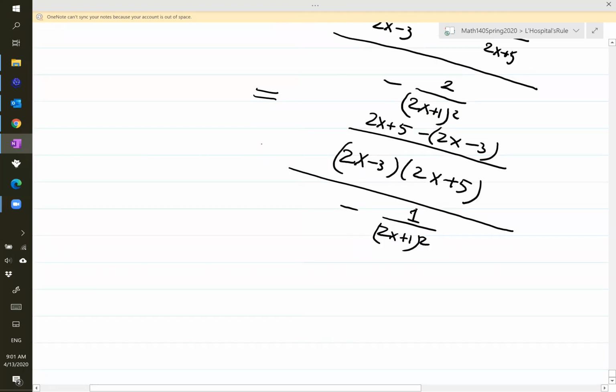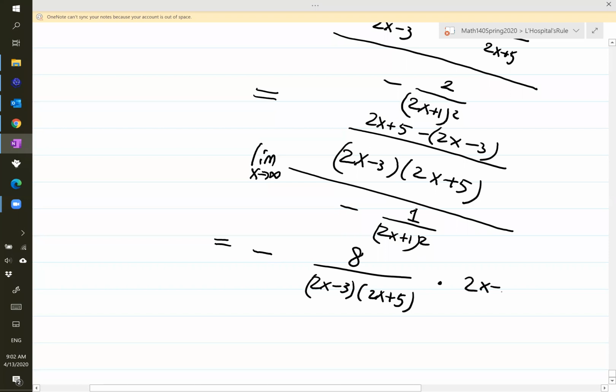Now you see, the limit as x approaches infinity. Simplify this by algebra. The numerator will be 2x plus 5 minus 2x plus 3; the 2x cancels 2x. So the numerator will be 8 over (2x minus 3)(2x plus 5). Multiply by the denominator; since it's negative, we put it here, times (2x plus 1) squared.